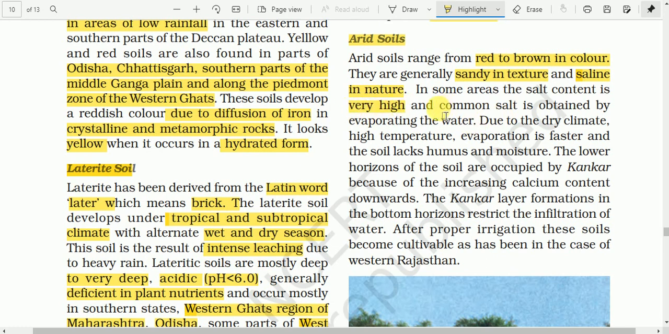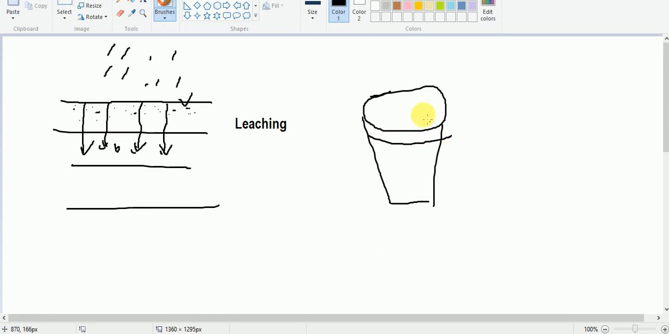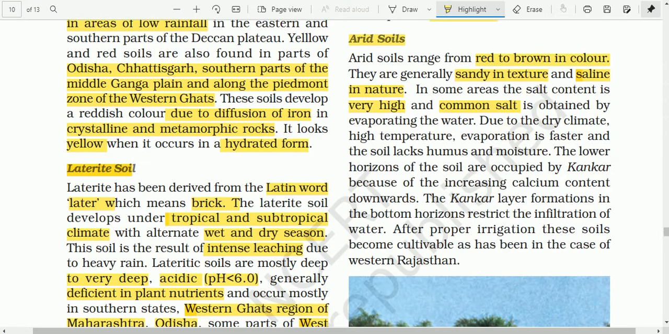Common salt is obtained by evaporating the water. It is a very easy process. For example, we have a container here, and we fill it with water, then put sand in it. After some time, all the salt in the sand will be dissolved. Take out the sand and let the water evaporate, maybe in the sunshine or on the fire. Then after that you will get salt.